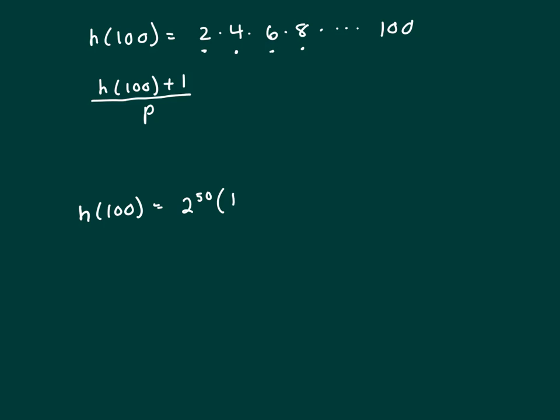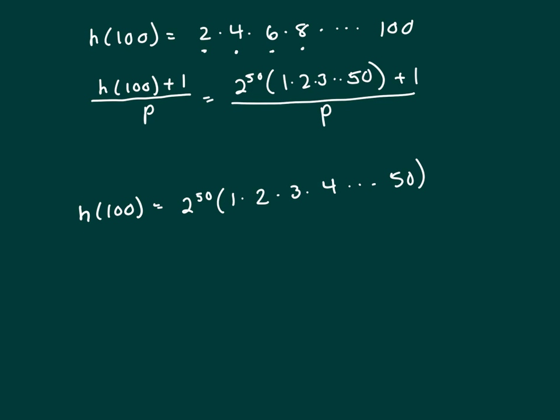And I factor a 2 out of each one. 2 will go into 2 one time. 2 will go into 4 twice. 3, 4, all the way up to 50. See that? So let's look at h of 100 plus 1. Well, that's 2 to the 50th times 1 times 2 times 3, all the way up to 50, plus 1. And think about dividing that by p.